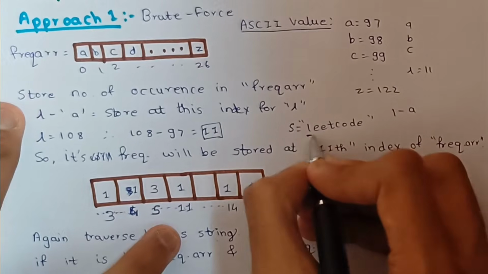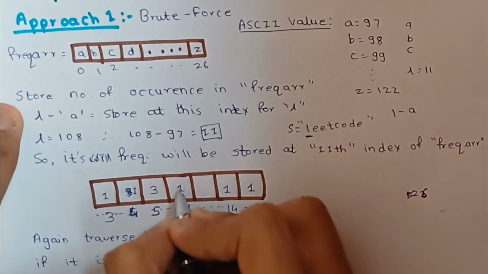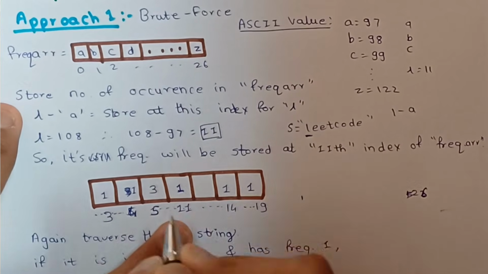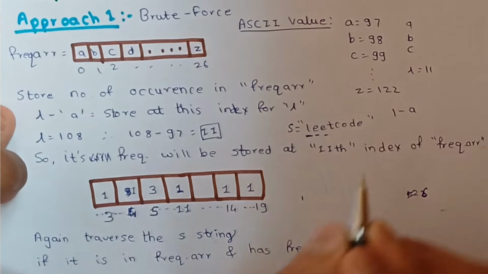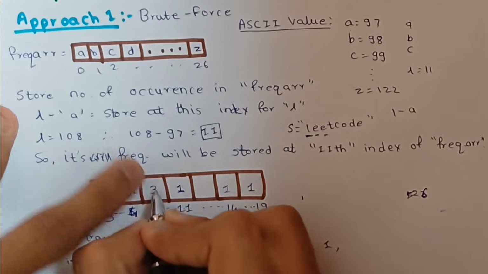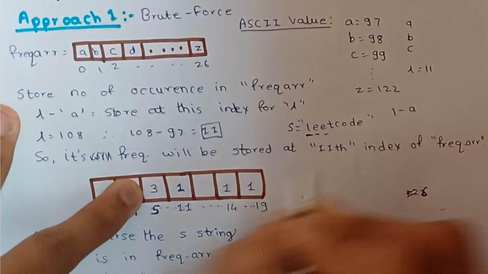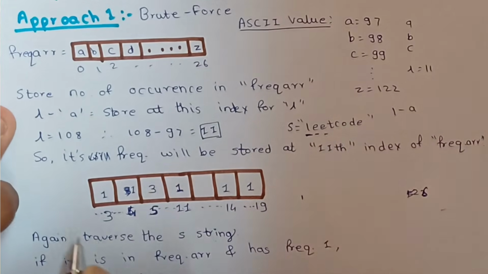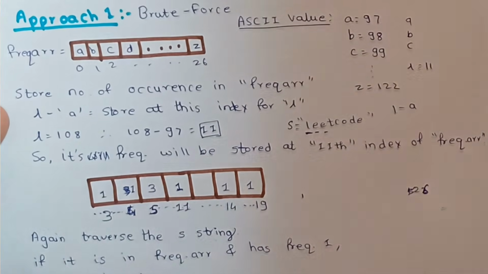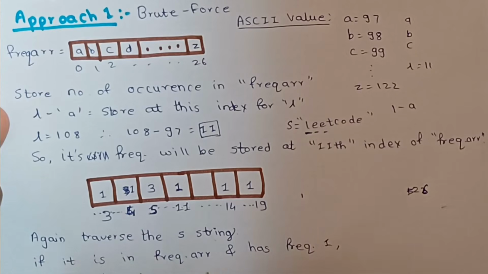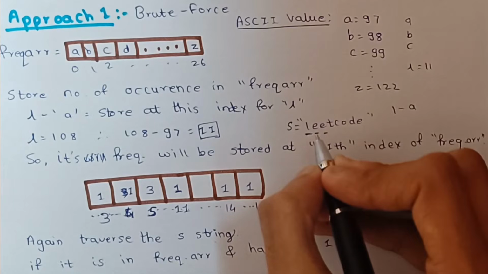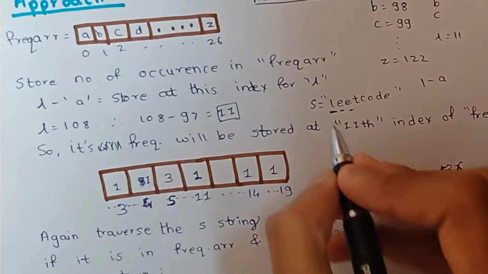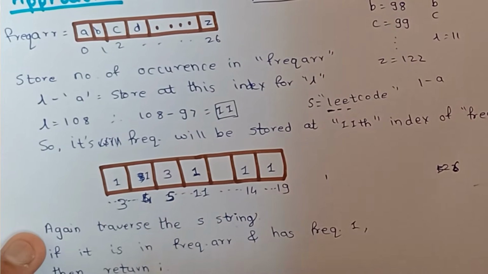So L is at the 11th index, so its occurrence will be incremented to 1. Now E will be at the fourth index, so it will be 3. Here how many E are there? 1, 2, 3, so I have directly written the 3 and I have filled this array. Now what we have to do? We have to traverse the string again and find the first unique element. Here L is the first unique element, so we have written this index.